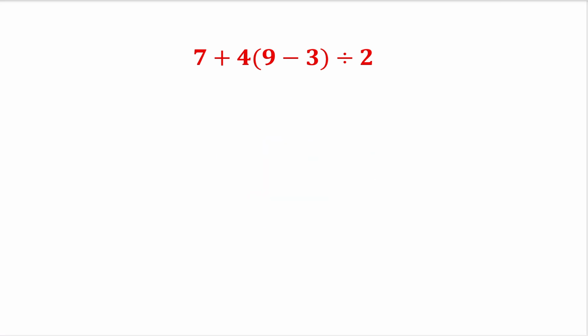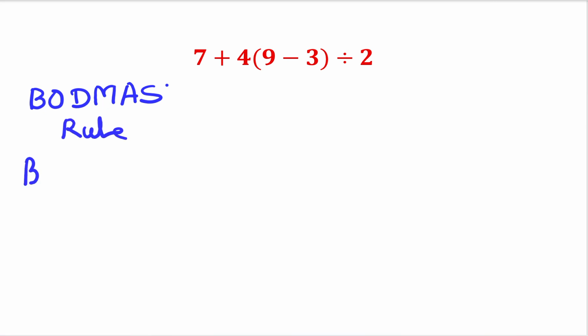So the correct method is to solve this expression using the BODMAS rule. B means bracket. First simple bracket, then curly bracket and square bracket. Then O means order, so exponents, indices, etc.